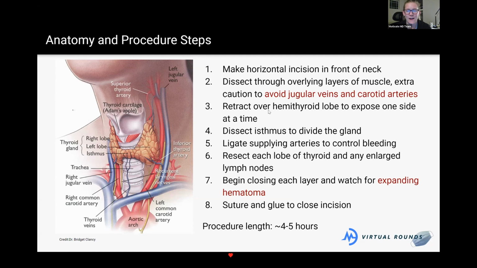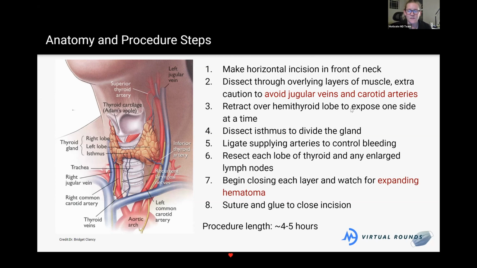Next, you're going to retract over the hemithyroid lobe to expose one side at a time. When you're working in the neck, you don't have it super wide open. You only do one side at a time to make sure that you don't have too much going on. Next, you're going to cut the isthmus to divide the gland. And that will, again, give you some more mobility and some more visibility in your field to work with.